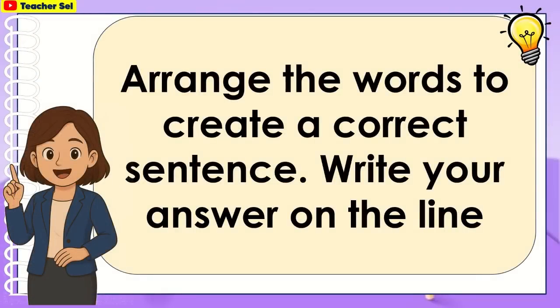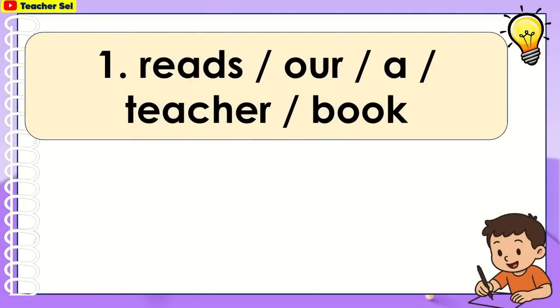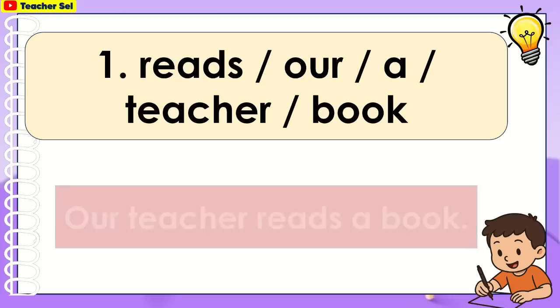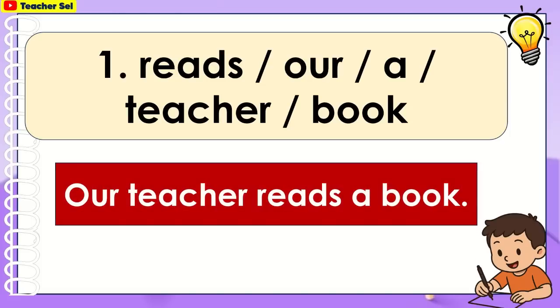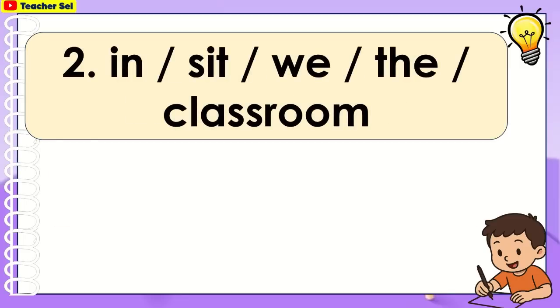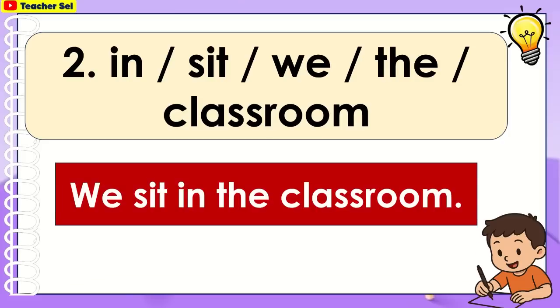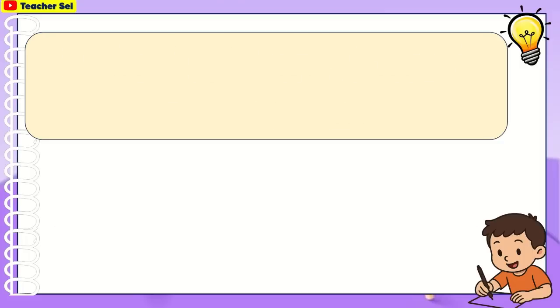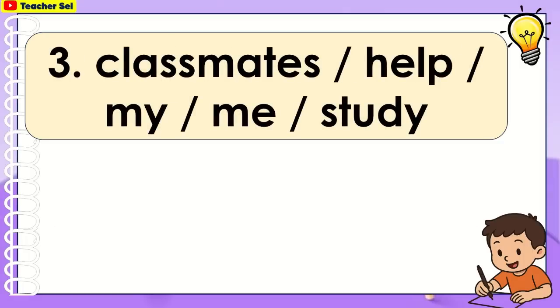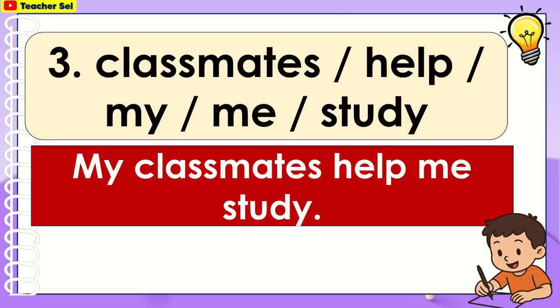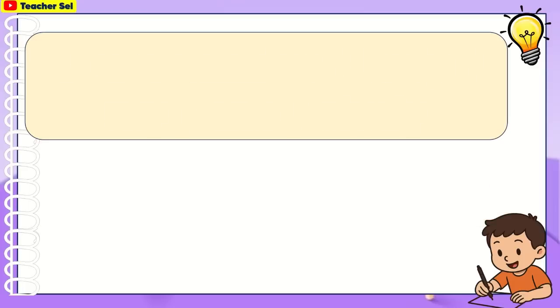Arrange the words to create a correct sentence. Write your answer on the line. Reads, are, a, teacher, book. Our teacher reads a book. In, sit, we, the classroom. We sit in the classroom. Classmates, help, me, study. My classmates help me study.